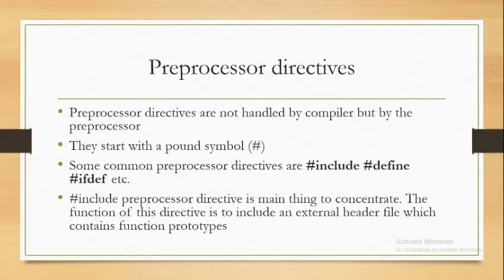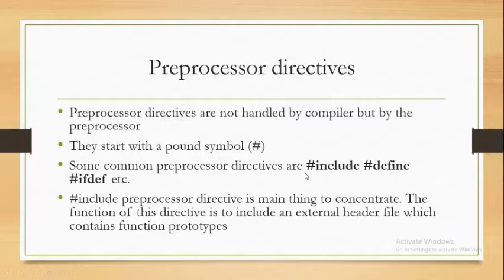Next, we have to know what preprocessor directives are. Preprocessor directives are handled by the preprocessor and not by the compiler. The preprocessor is something which runs before the compilation of the code. That means these preprocessor directives are executed before the compilation. It's like the preprocessor saying, hey compiler, wait, I have to do this before you compile the code. And they start with a pound symbol, hashtag.